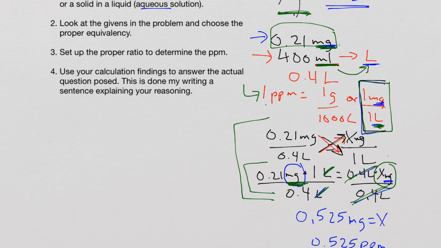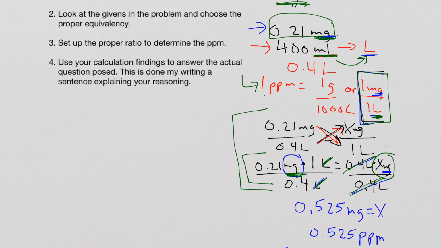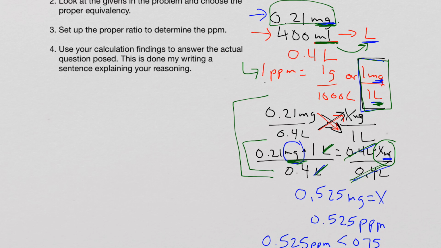So if I work out the math, okay, I've determined step 3 tells me to work out the math and determine my actual ppm. In doing so, okay, I'm 3/4 of the way done. Okay, this is a 4-point checklist. I've done 3 of them. I've found my ppm to be 0.525 milligrams or 0.525 ppm.